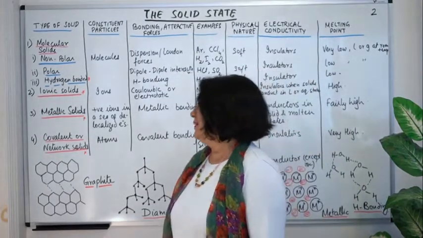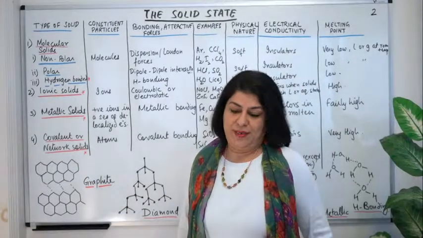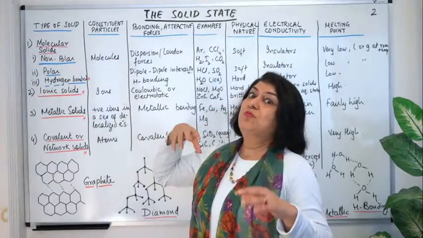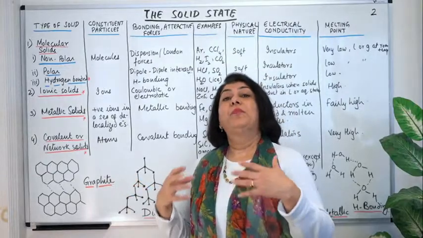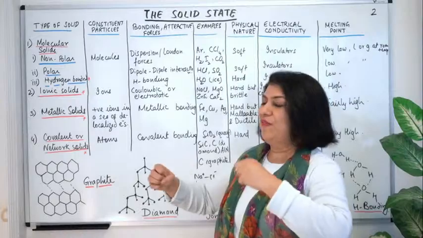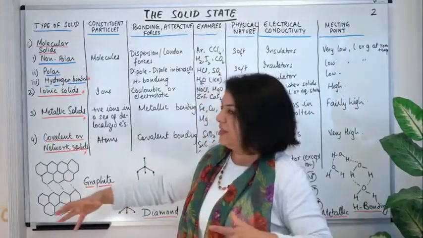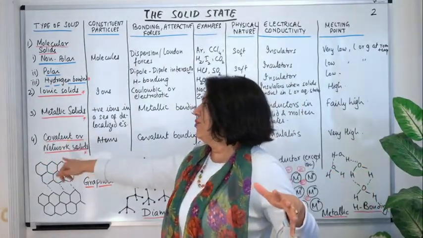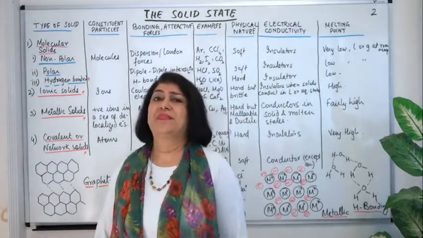The fourth category, the last category of solids, is the covalent or network solids. Now, these are solids which are kind of molecules, but these molecules are attached to each other by bonds which form networks. So the molecules form a web or a network of chemical bonds. Such solids are known as covalent or network solids. Examples: diamond and graphite.